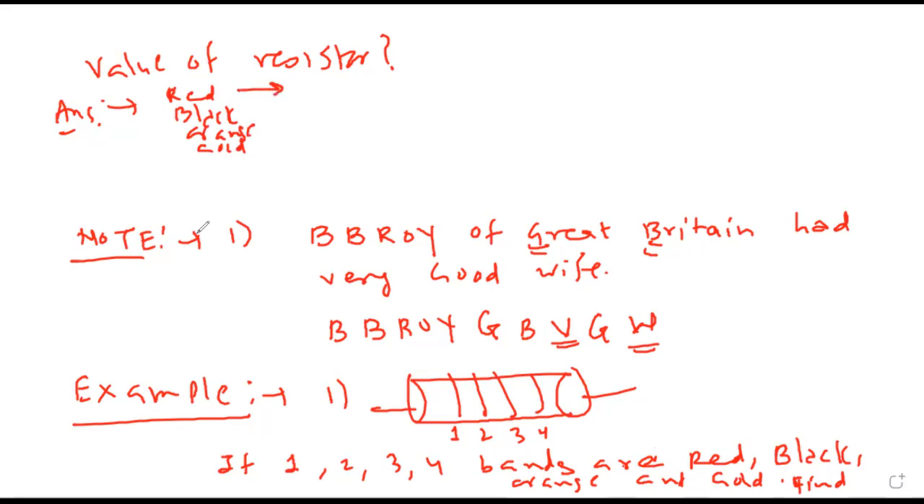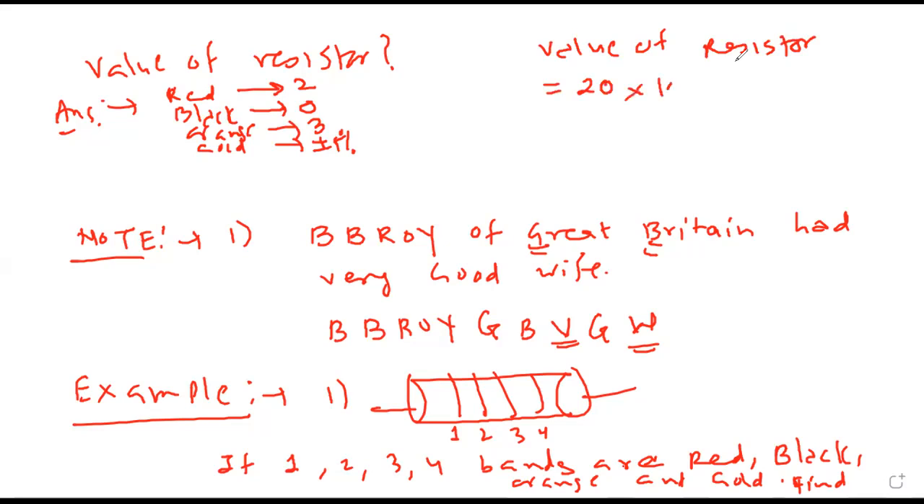Red means which number? 2. And black? 0. Orange? 3. So the value of the resistor equals, the first two are significant digits, write it like this, 20, and 10 raised to 3 is the third one, which is the multiplier. So 20 times 10 raised to 3 ohms, plus or minus 5%. This is the value of the resistor. You can leave it as plus or minus 5%.